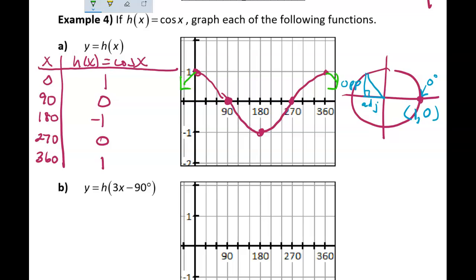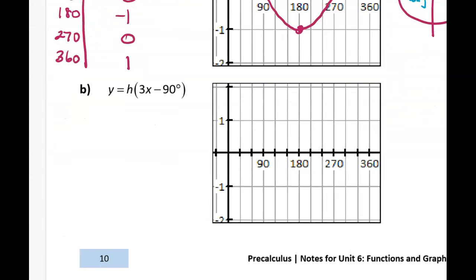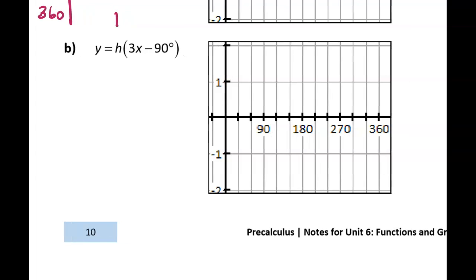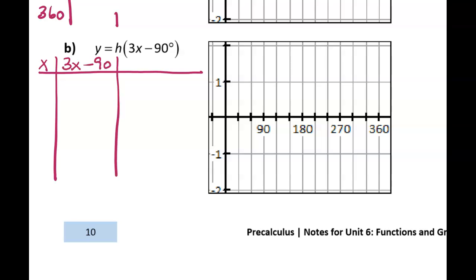And of course, I'm just going to write this in another color. The graph continues on both sides to other cycles, but the red part is just the one primary cycle. All right, now let's take a look at y equals h of 3x minus 90, which would be cosine of 3x minus 90. So if we're thinking about our order of operations here, we have x, 3x minus 90, and h of 3x minus 90. Parent function points go in those second and third columns.